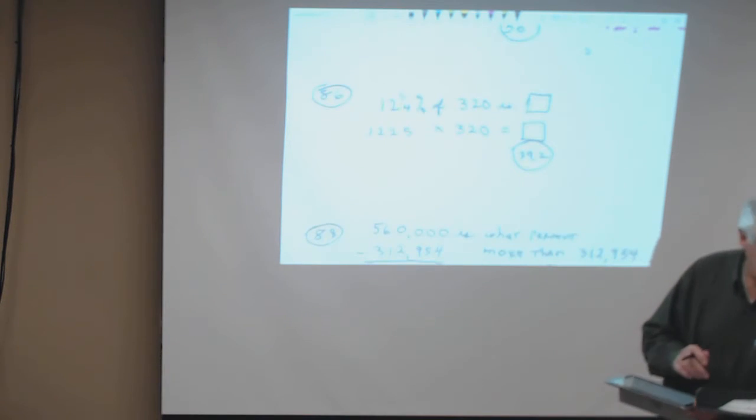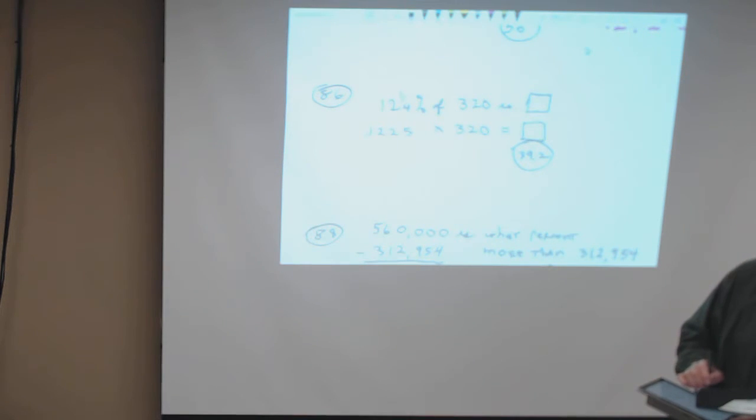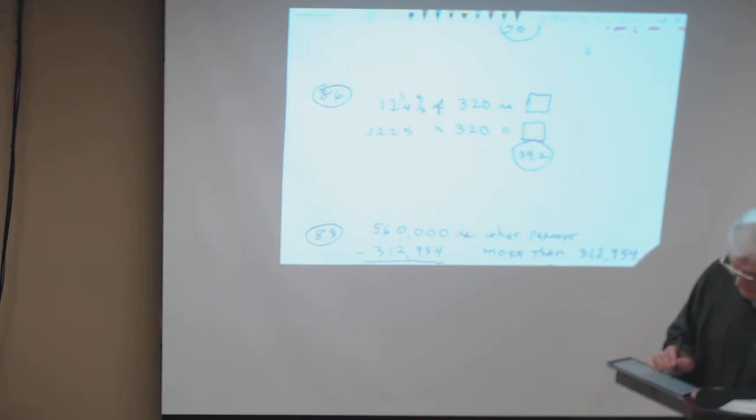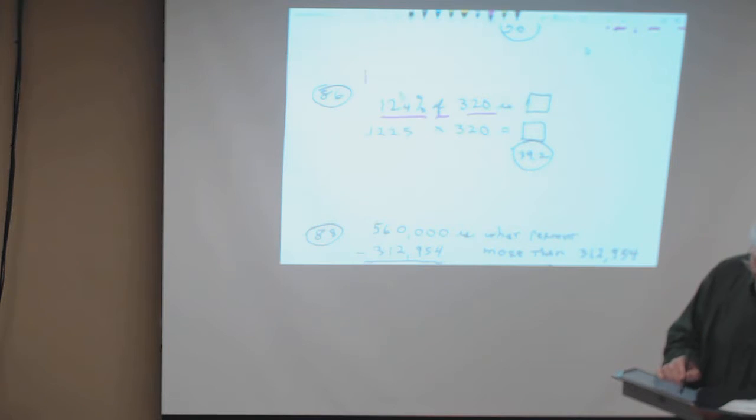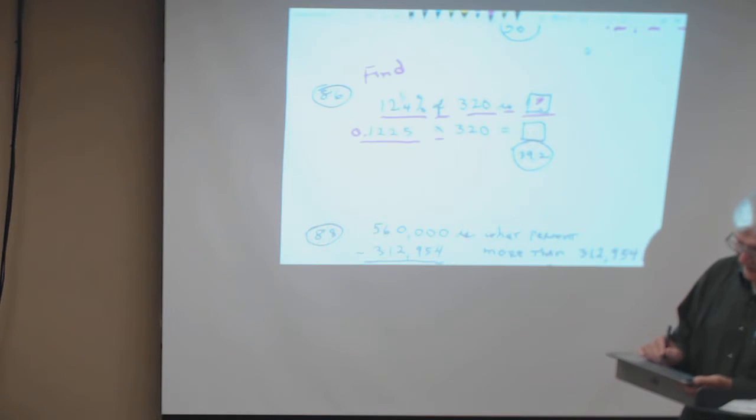Number 86. Watch what it says. Find what? 12 1/4% of 320. If it says find, then that means I say 12 1/4% of 320 is what? Empty box again. Everybody follow that? So then 12 1/4% is 0.125. Everybody follow that? Everybody see where I get that? And then of is times, and 320 is 320.